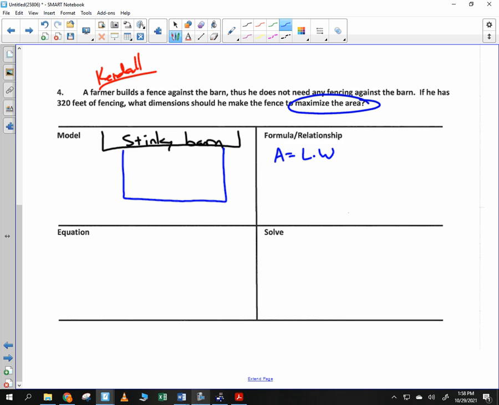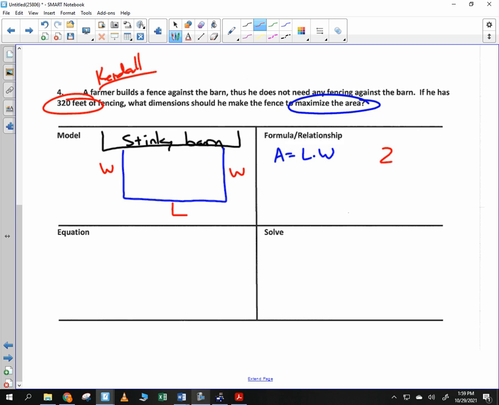Let's label these sides. The bottom one is a length. I'm going to put the other width over there too. So how many variables do I have? Two, so I'm going to need a second equation. Can somebody think of a second equation for me, please?